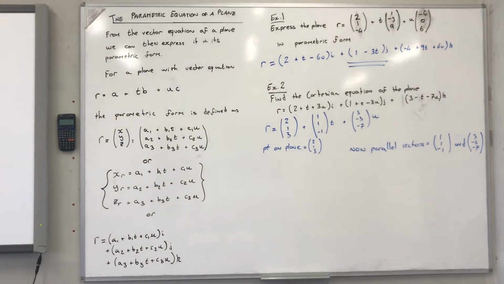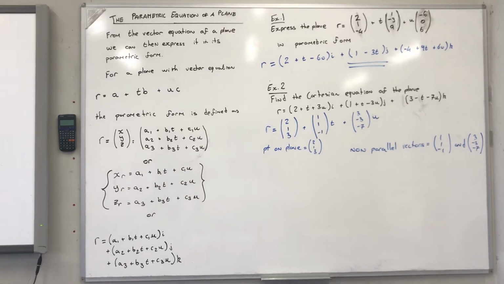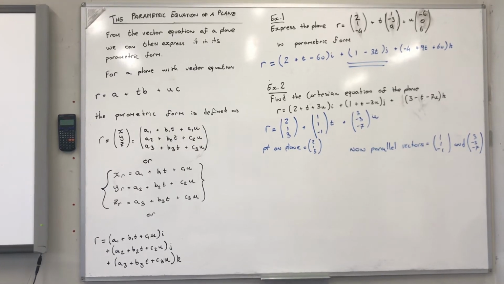So far, what I've done is I've written this parametric form in its vector form, and then I've read off that the point on the plane must be 2, 1, 3, and then two non-parallel vectors are going to be (1, 1, negative 1) and (3, negative 3, 7). So my next step is to find a normal.